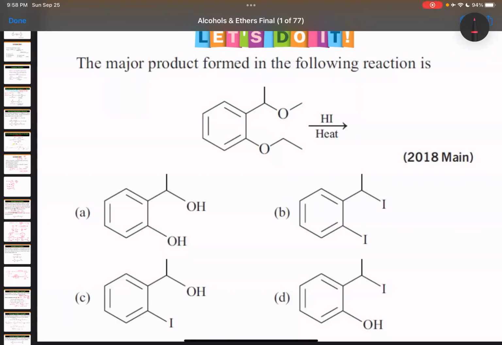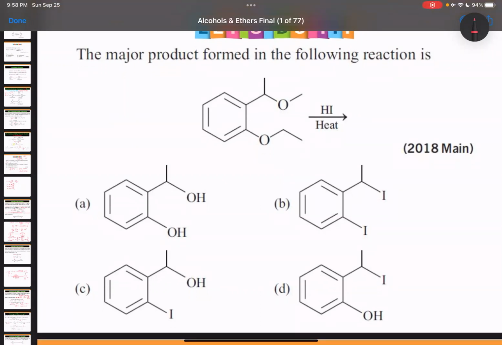So same thing you are going to look at again, the thing which I told you just now. Which bond is going to break and which is not going to break? There are two bonds. One is with the upper oxygen and one is with the lower oxygen, on the benzene side. Clear?